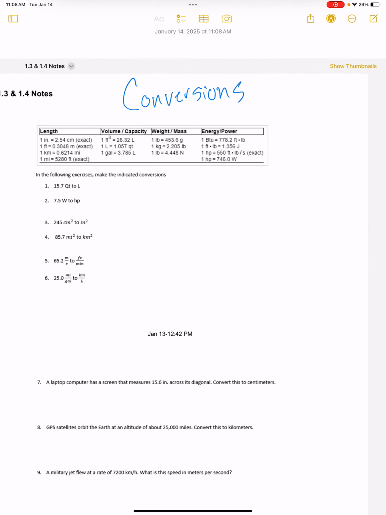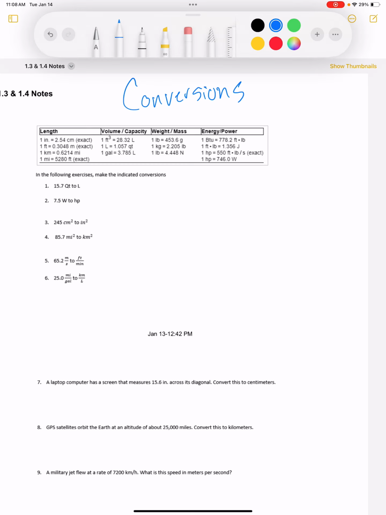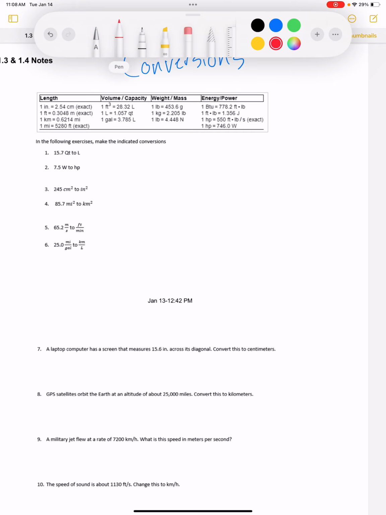Okay, so with that said, let's talk about this problem. The first one says 15.7 quarts to liters. So I'm going to start with 15.7, and we're talking about quarts. And I know I want my final answer to be in liters, right? I want it to be liters. So here's how I deal with these problems.